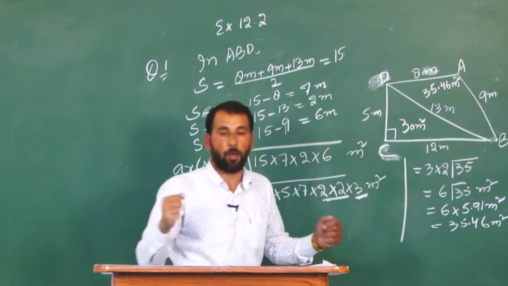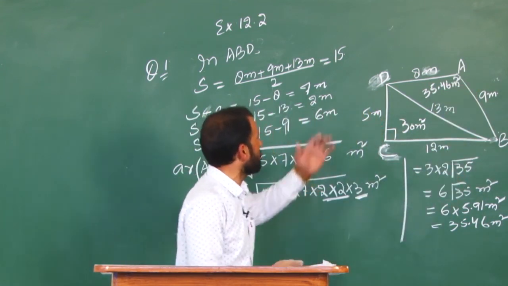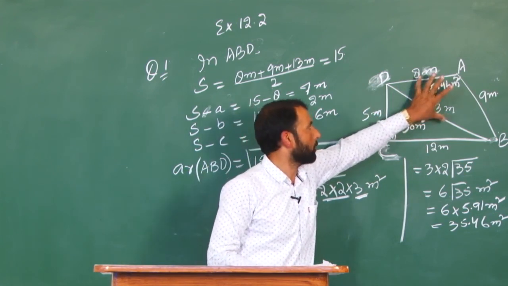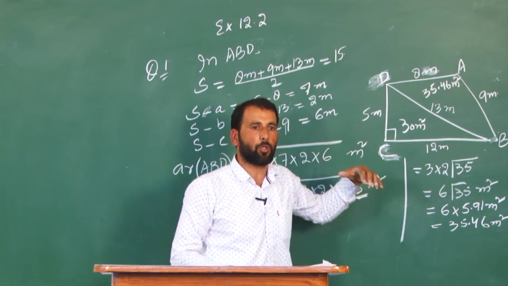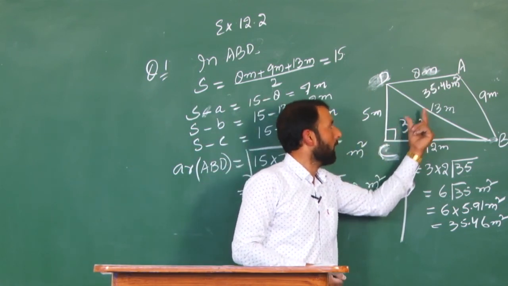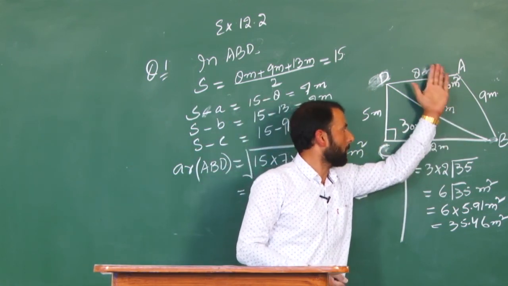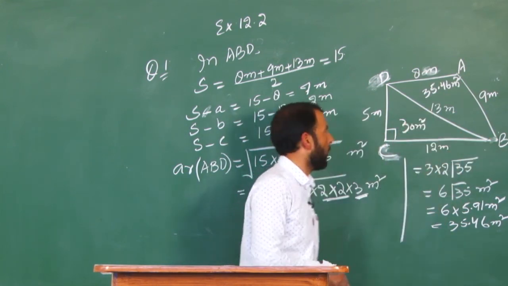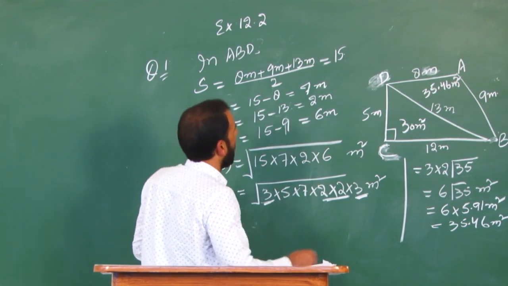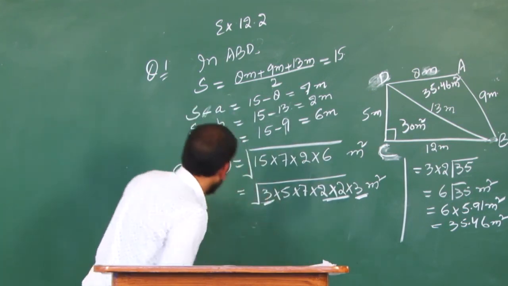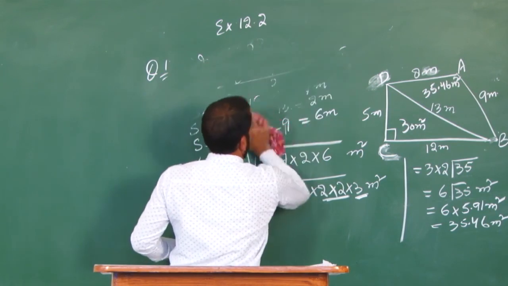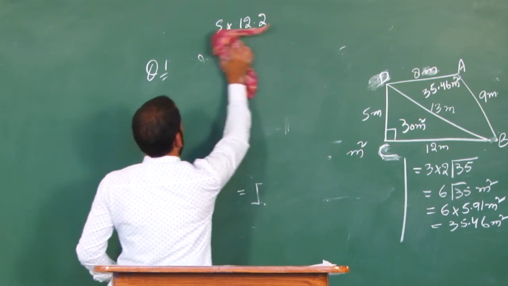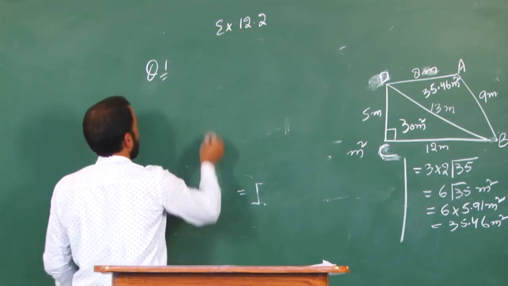Then what will be the area of the whole park? It is divided into two triangles. First of all, we find the area of this triangle and this triangle. So the area of this whole park equals the area of triangle BCD and the area of triangle ABD. So the area of the park equals the sum of the areas of the two triangles.